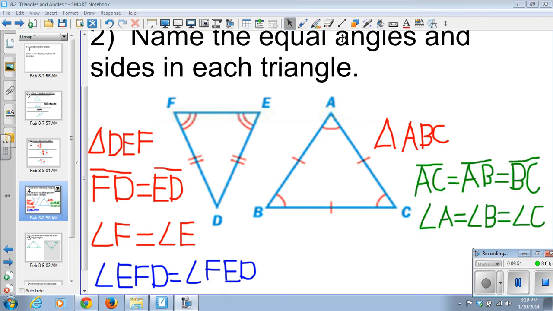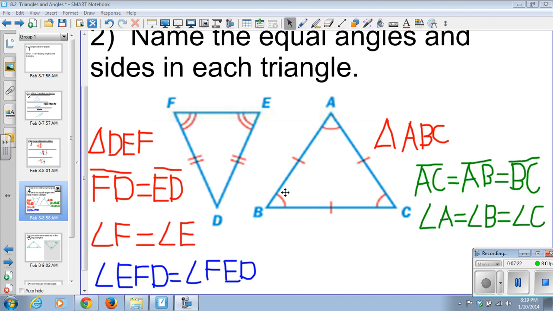So notice in triangle ABC how all of our sides are equal. So we must identify all of those. So I say side AC equals side AB, which equals side BC. Of course, you can change the order around. You could say CA, BA, CB, in different places, as long as we have all three sides equal.